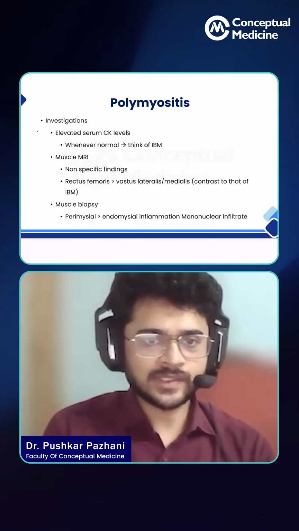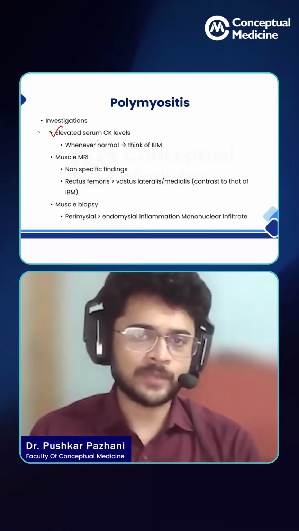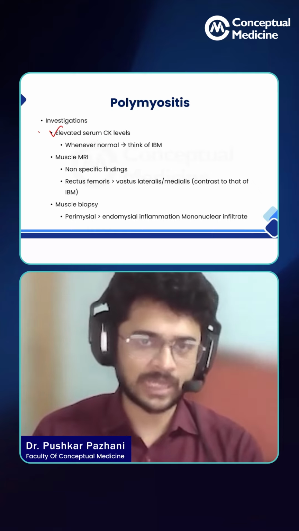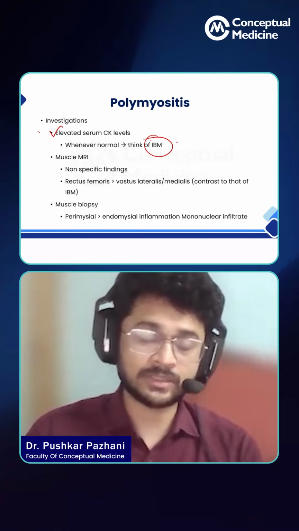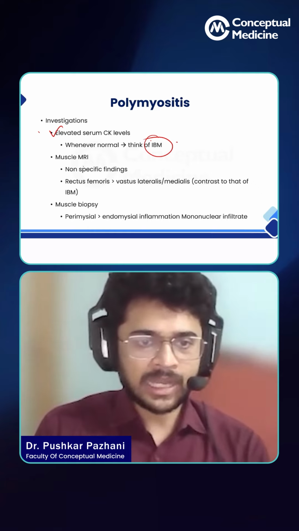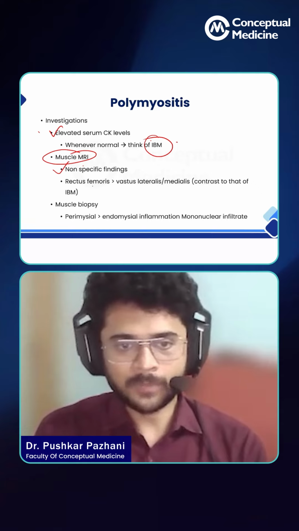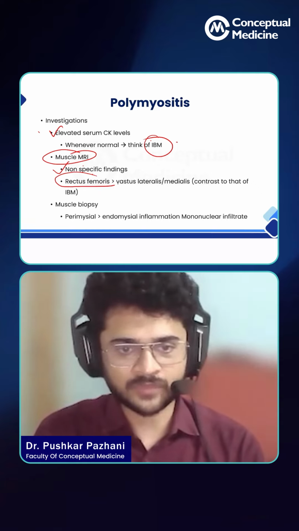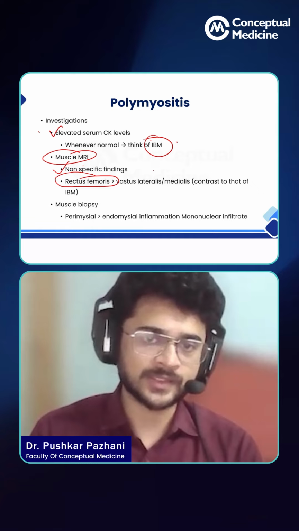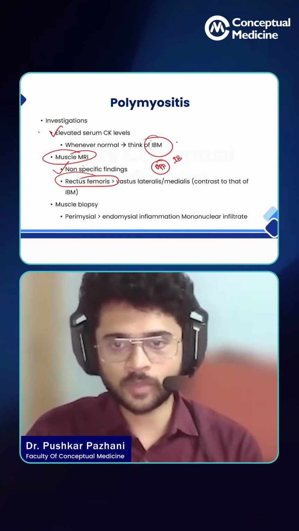Investigations: your serum CK levels are going to be elevated. In most inflammatory myopathies, the serum creatine kinase is elevated. An exception is inclusion body myopathy, where it can even be normal. When you do a muscle MRI, the features are mainly non-specific. But when you look at the quadriceps muscles, there is predominant involvement of the rectus femoris more than the vastus muscles. This is exactly opposite to what is seen in inclusion body myopathy.